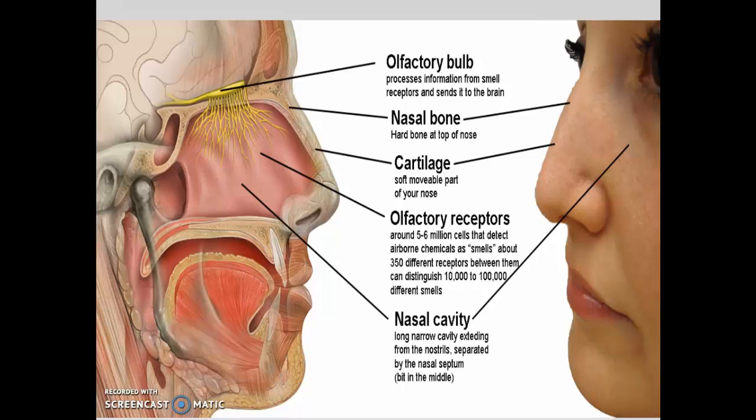Now, which sense organ can you see here? I think the nose. So the nose has olfactory receptors. The nose is the sense organ for smell because it has receptors for that. Olfactory receptors are around 5 to 6 million cells that detect airborne chemicals as smells. About 350 different receptors between them can distinguish 10,000 to 100,000 different smells. It's quite clear from this diagram that the nose has olfactory receptors which detect airborne chemicals as smells.